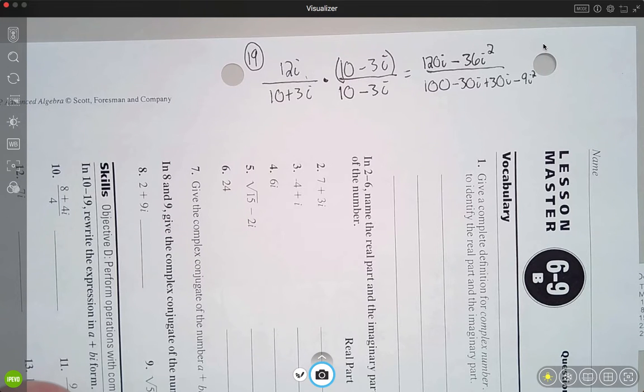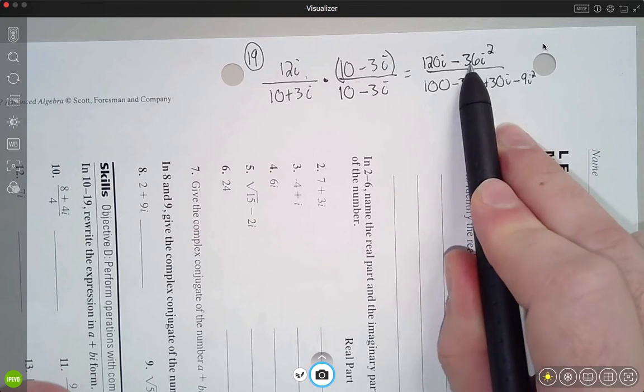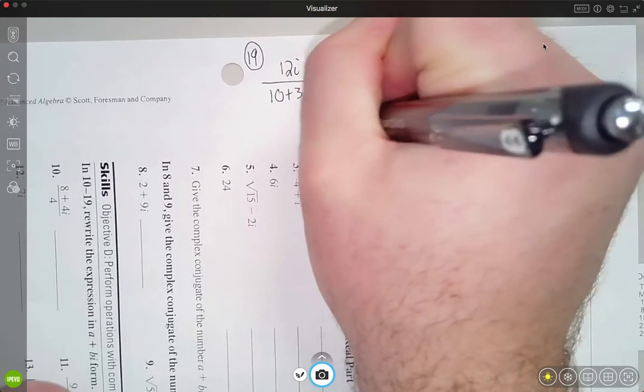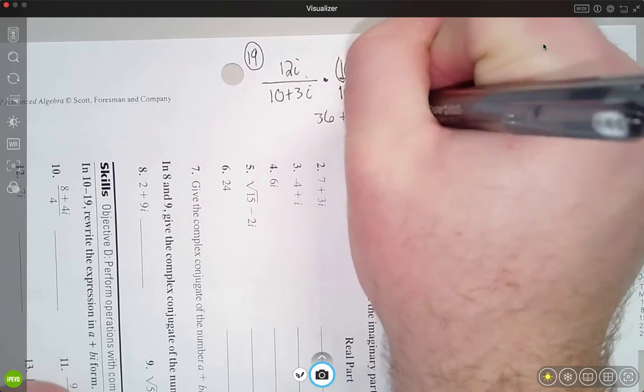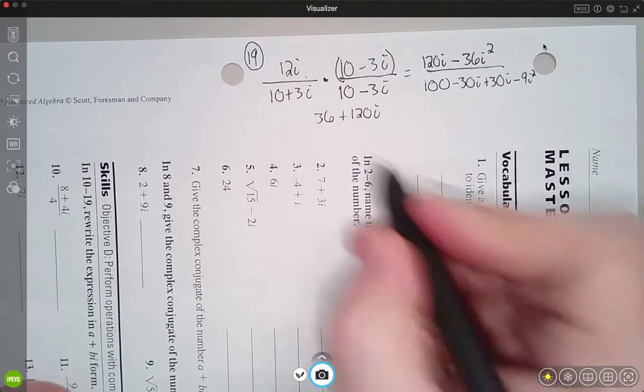On top, my i squared is going to make my 36 positive, so I'm going to have 36 plus 120i. Right, and on bottom, my 100 will definitely come through.